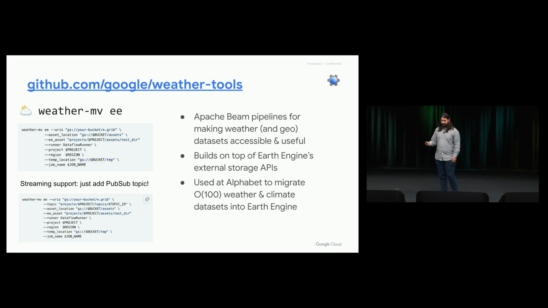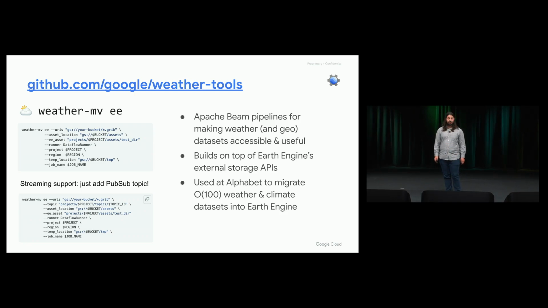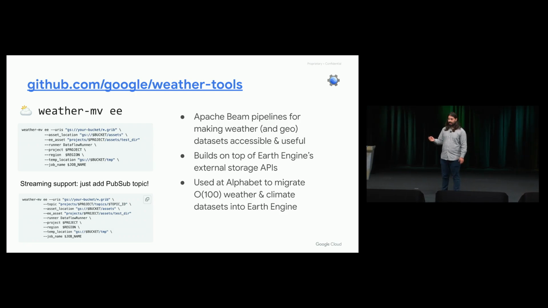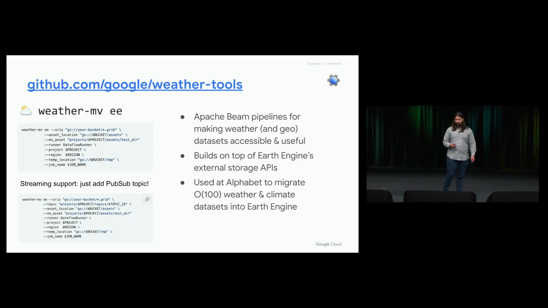To do this reasonably fast, to meet our research use cases, the bulk of what this tool does is it transforms data into COGs and uses the external storage APIs that my colleagues have just spoken about today. And then pretty fast, your data is available in Earth Engine via external storage. It's really great to build on top of these APIs. My team and I have loaded over 100 datasets into Earth Engine to do climate and weather-related research.